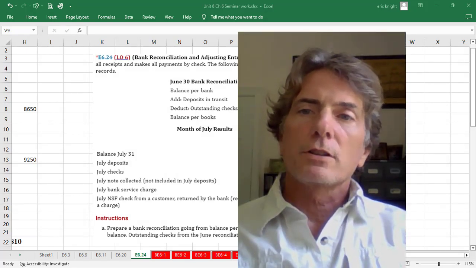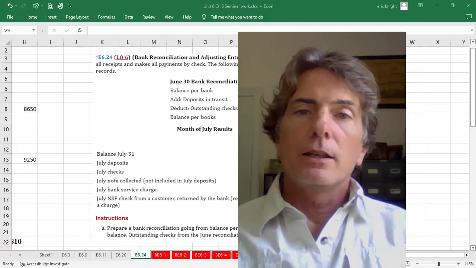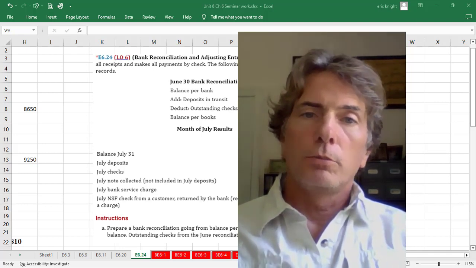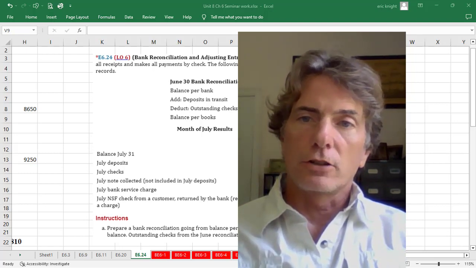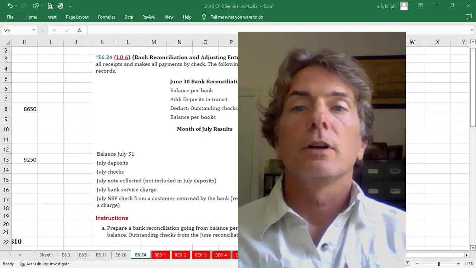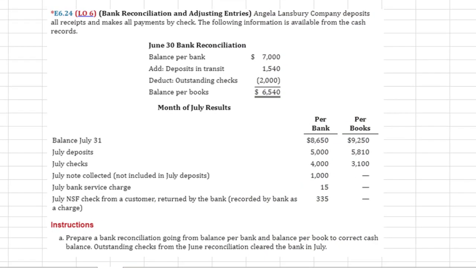This problem is exercise 6.24. It is a bank reconciliation. And so what we need to do is reconcile the difference between what our books say we have as far as cash is concerned and what the bank says we have as far as cash is concerned as of the end of the period, of the month in this case. We're actually doing the month of July. So they gave us information from June, but that's some information to help us to do the July bank recon.